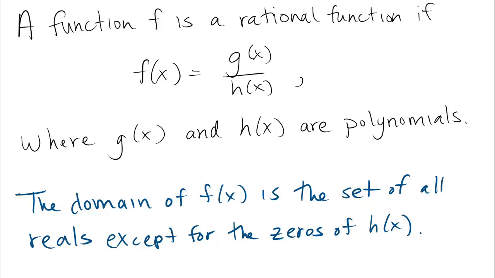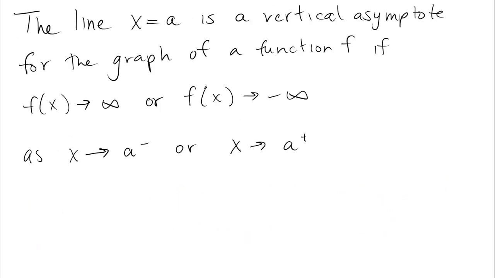When you run into one of those domain restrictions, something weird has to happen in the graph. There can't be a point at that spot. And there are two possible things that could happen there. You'll either get a vertical asymptote at that location, or there'll be a hole in the graph. If there's a vertical asymptote, the function has a very specific behavior. At an asymptote, the function's behavior is either to shoot up towards infinity or shoot down towards negative infinity.